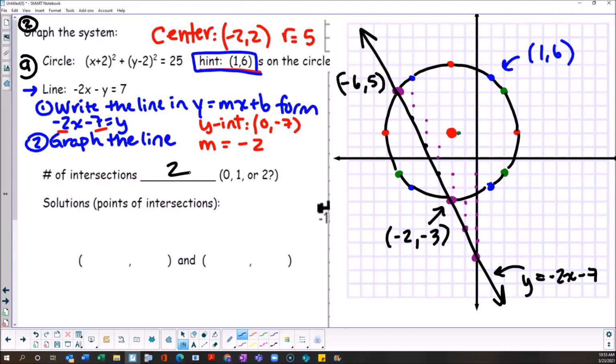the secant line. And what are my solutions? I have 2 of them. Negative 6, 5, and negative 2, negative 3. All right. So you always want to write your solution as a coordinate point. Don't just say, oh, it's where x equals negative 6. You can't do that. You have to say it's where, like on this point, x is negative 6, y is 5. So you have to write it as a coordinate point. And in this case, I have 2 solutions.